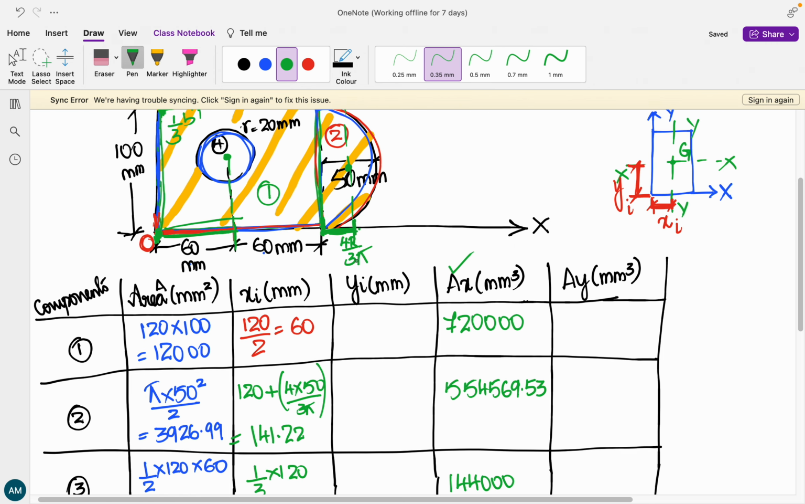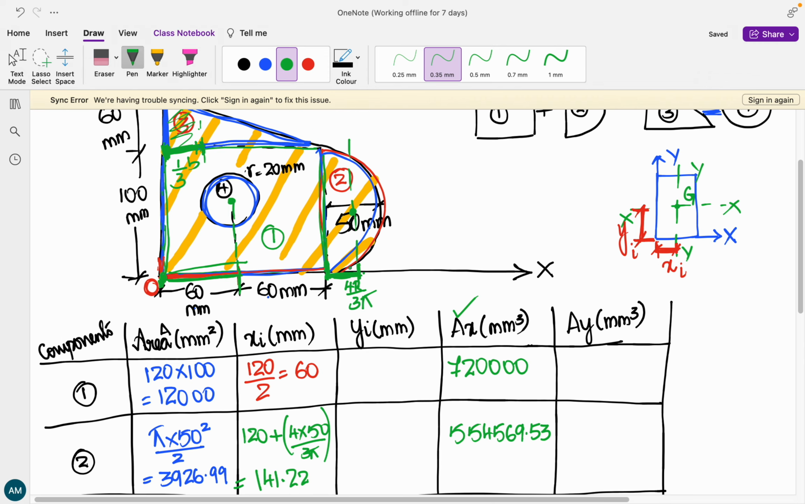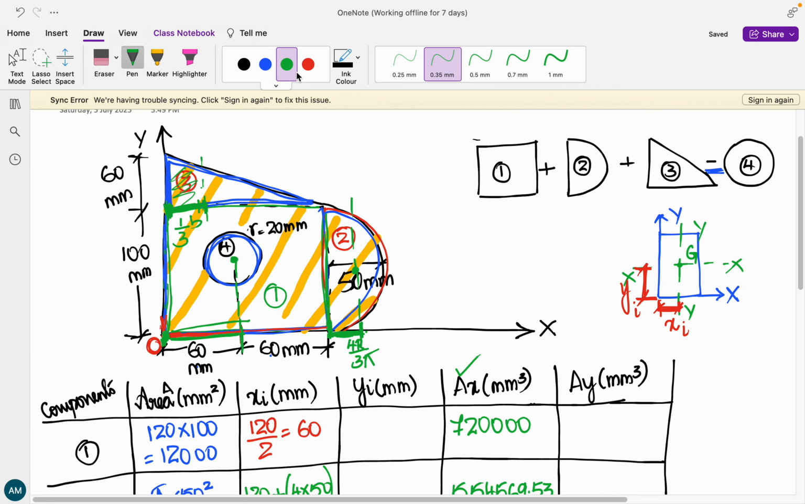Now coming to yi, we are going to travel along the y direction now. That is along the y axis, we are going to find out the centroid. The first one is the rectangle. So for the rectangle, the centroid along y-axis is going to be half of this length, that is d divided by 2.